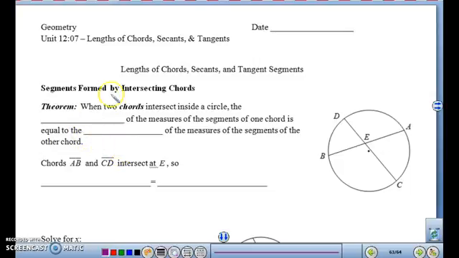So let's look at intersecting chords. Segments formed by intersecting chords. Remember, chords are segments that are drawn whose endpoints are on the circle. So AB and CD are two chords that intersect at point E.